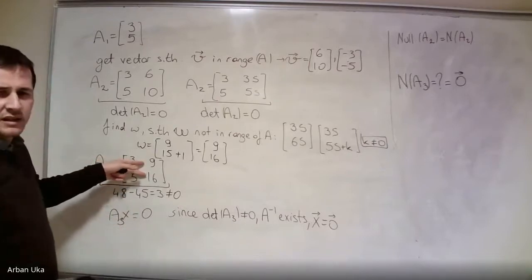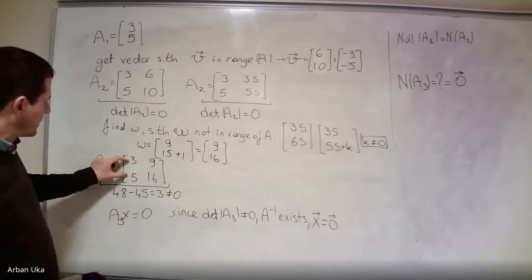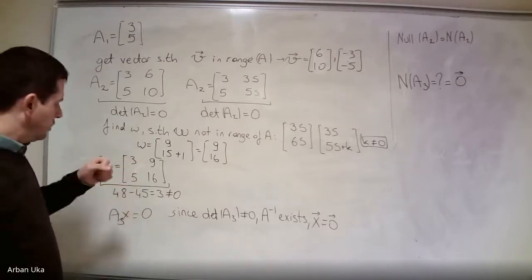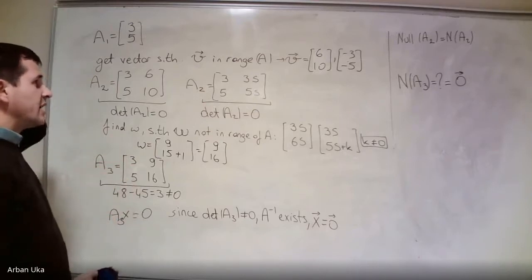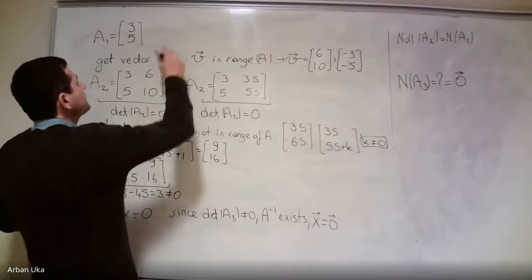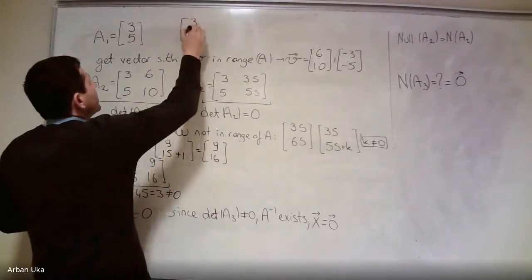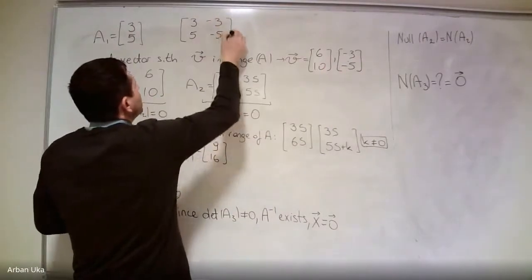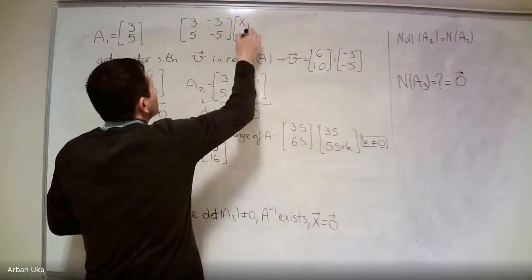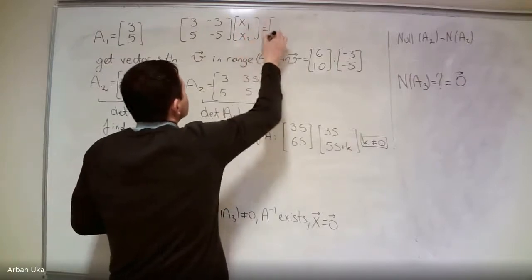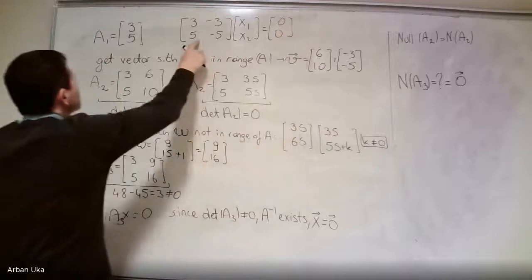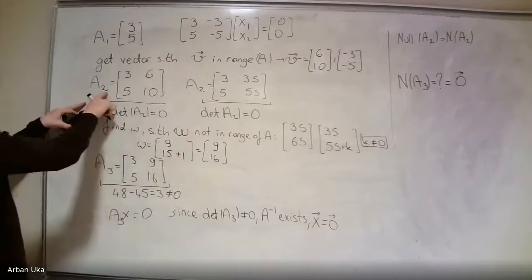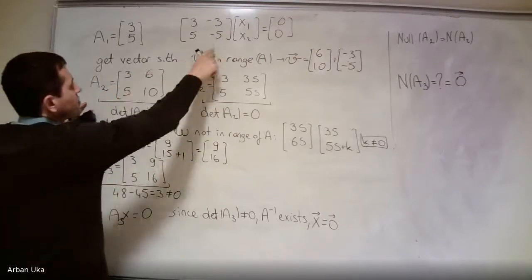Why? Because these vectors are linearly independent. There is no way that we can produce a 0 by combining these with simple coefficients. Now imagine for a moment if we had this matrix, 3, 5, and minus 3, minus 5, right? And we need to find some vectors x1, x2 such that this is 0, 0. Now, what is this matrix? This matrix is A2, right? Because A2 is expressed as the first column and the range of. Would you agree with this?